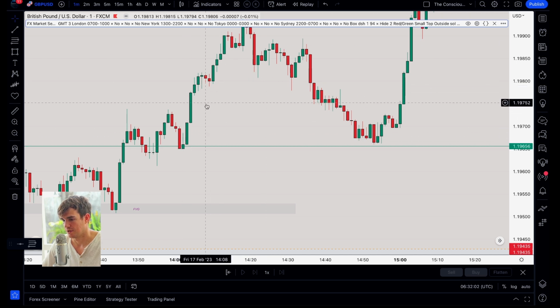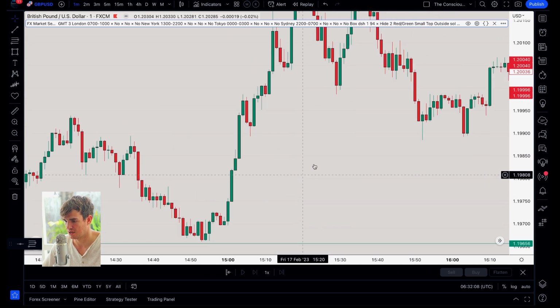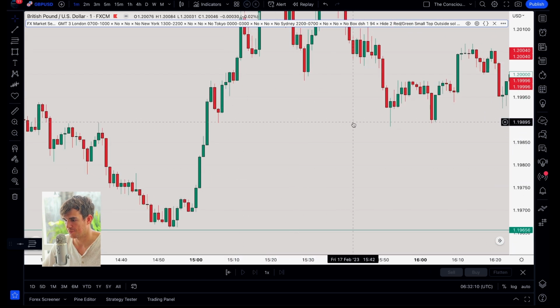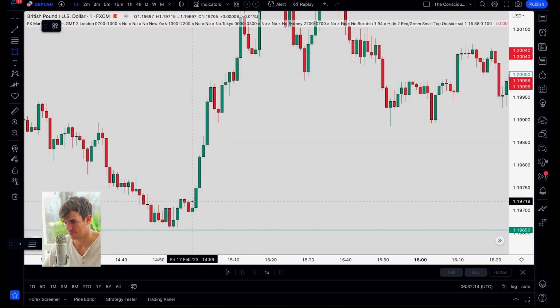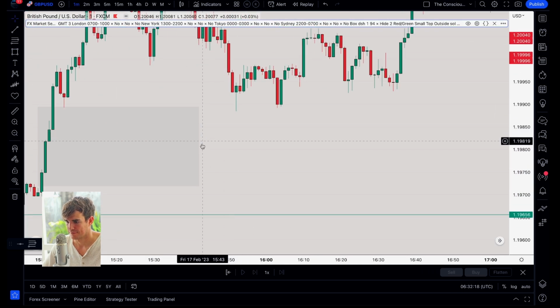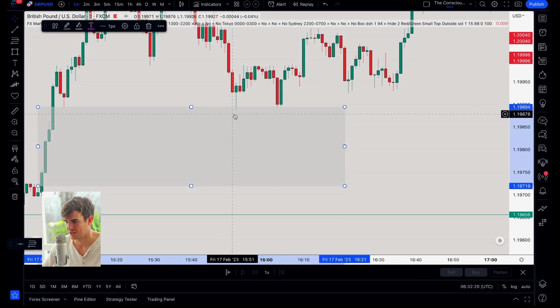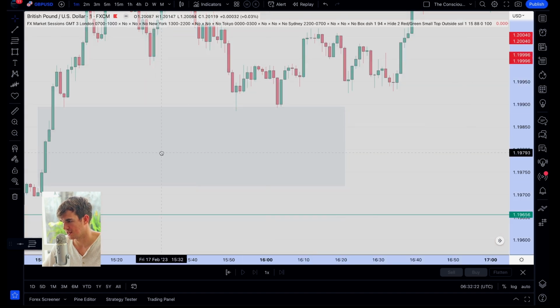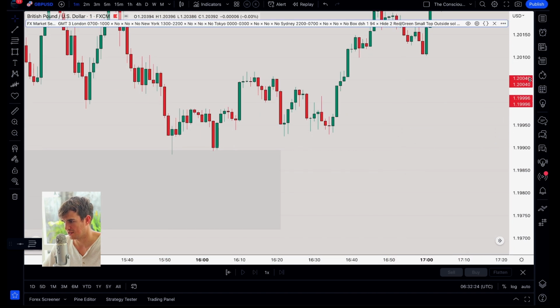Retouches up. Look at these fair value gaps, 1 and 2. Get filled, stays above the previous high, low, all the way up. And now you have these fair value gaps. Combination of them. Touches, reprices, once higher.